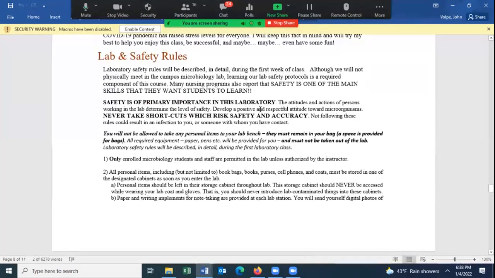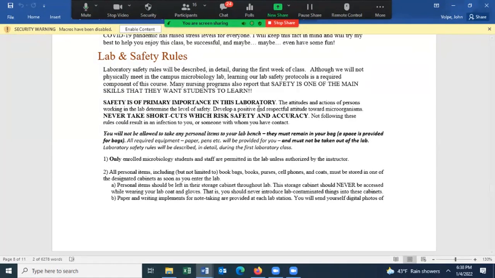So follow the lab safety and rules. I'm going to ask you to read about it. There will be some questions on your first quiz over lab safety. Don't take shortcuts. The procedure has been set up to assure both your safety and the safety of everyone else who comes into the lab.